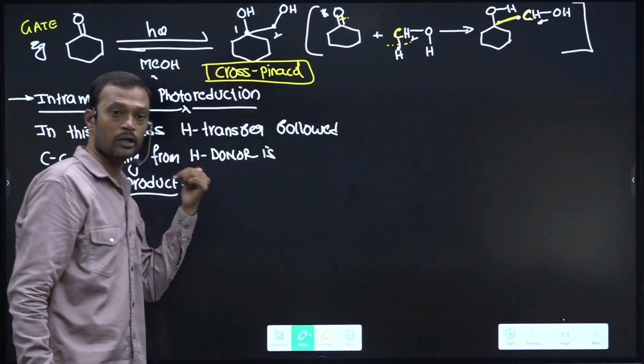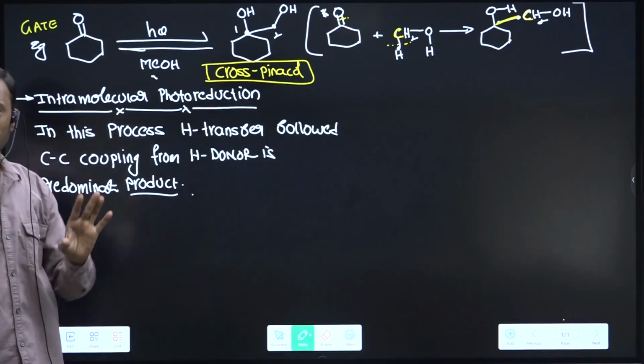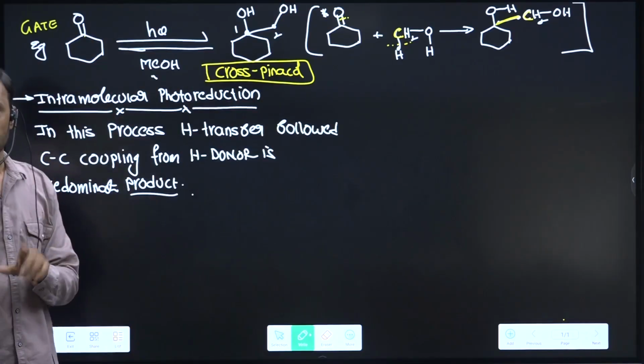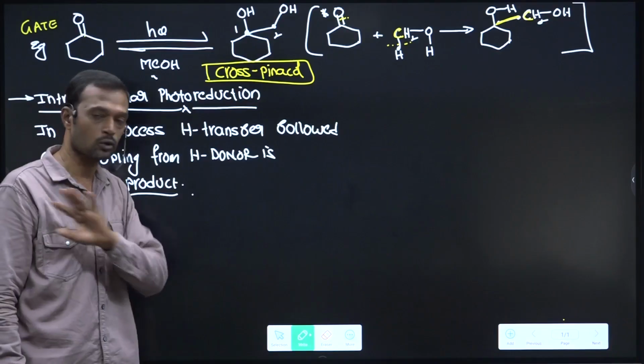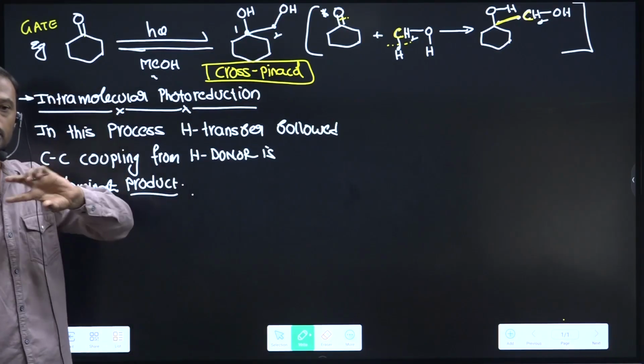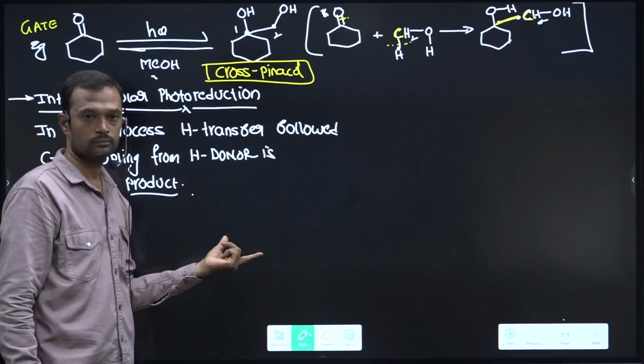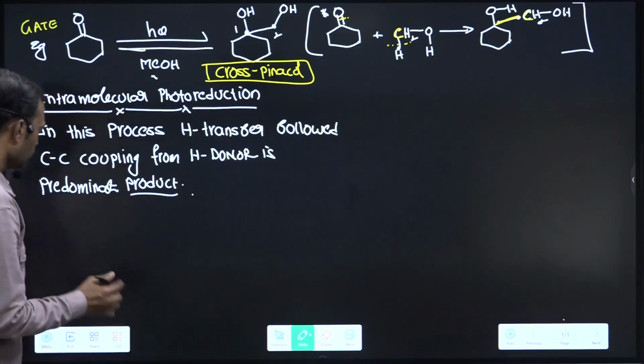Same. When intramolecular is given, blindly apply this point only. Don't write pinnacle product, even if they give it as an option. They will give pinnacle product as an option, but that won't exist. Intramolecular photoreduction always gives transfer of hydrogen followed by CC coupling with the hydrogen donor. Clear? Now, see the example.